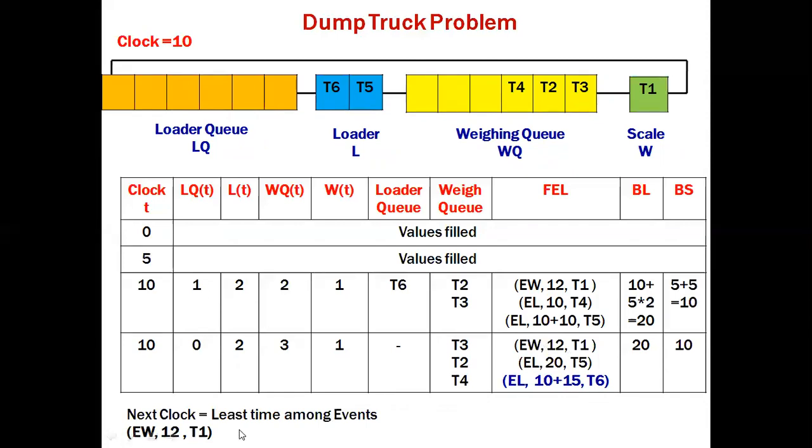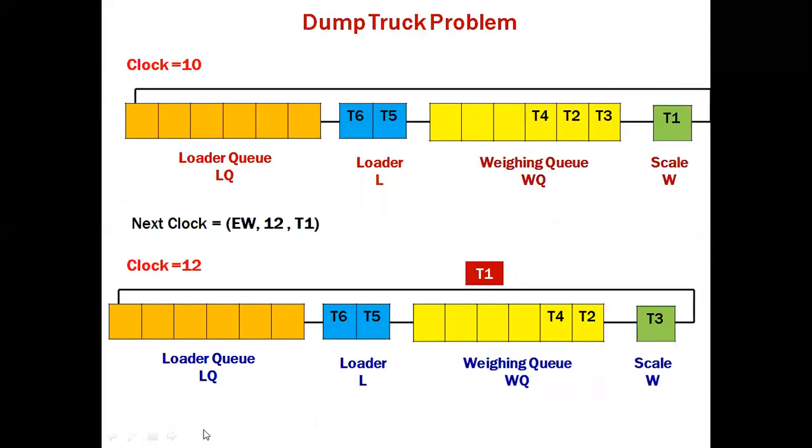So the next event is EW12. That means what? The clock was 10. Now the new clock is 12, EW. You know what is EW? End weighing. That is end scaling. When the scaling is done, we will have to move it out. So at what time? 12. Which 12? T1. So at clock 12, what is happening is we are moving T1 out.